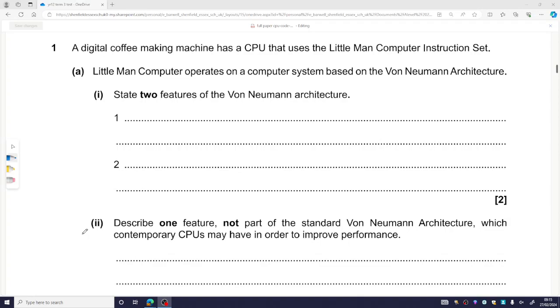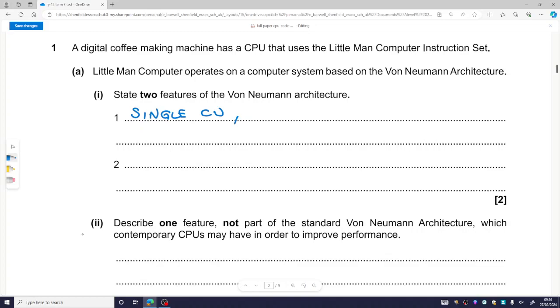It says state, so remember when you've got state, you're not actually having to go into any deep depth. You just need to give something. So for von Neumann, the standard ones, my eyes are going funny today, I do apologise about that. When I marked this I was a bit generous on you if you missed out certain words. But really, we have to say single control unit is a feature.